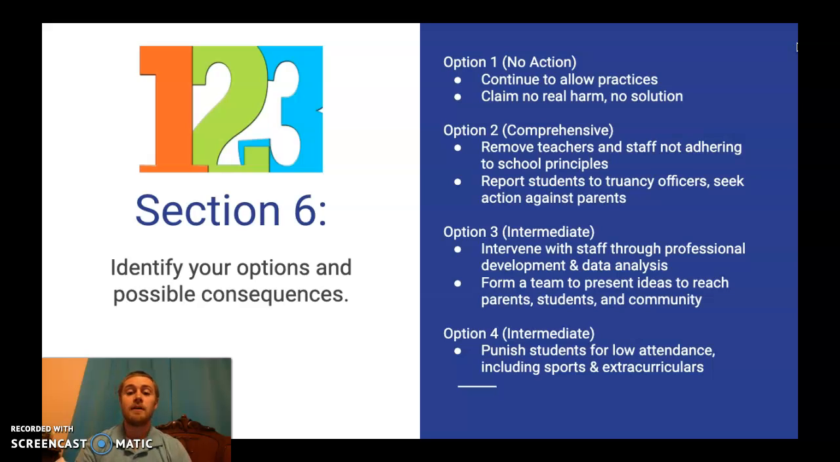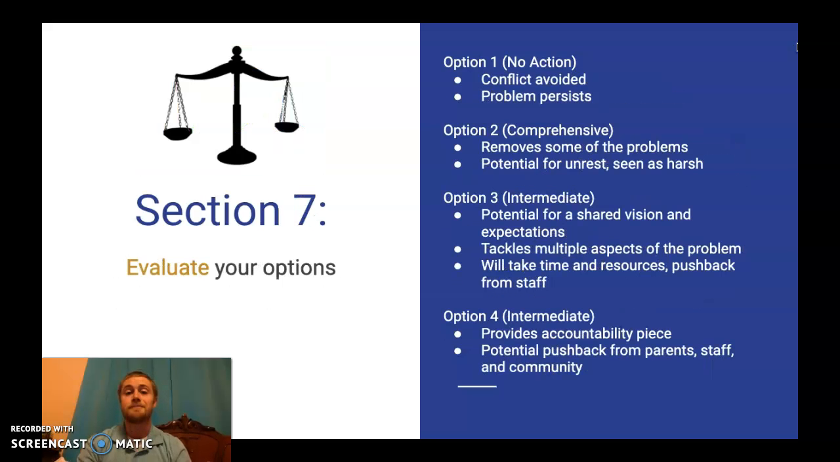And options 3 and 4 are some in-between options. So to intervene with staff through professional development and data analysis, and to form a team to present ideas to reach parents, students, and community on the issue of attendance specifically. And then option 4 would be to punish students for low attendance. So there's already a clause in place saying that you can take off their final grade if they have 5 or more unexcused absences. But we could also include sports and extracurriculars in this if they are not being done already. So to reflect poor attendance, they're not allowed to participate in their extracurriculars.